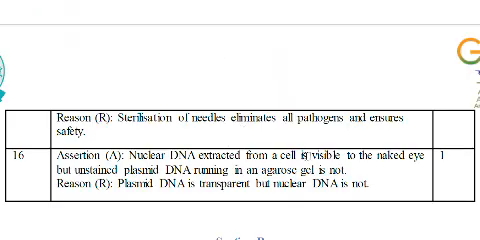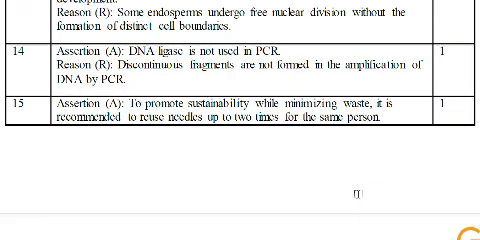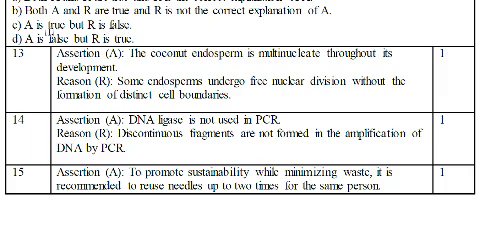Nuclear DNA extracted from a cell is visible to the naked eye, but unstained plasmid DNA running in an agarose gel is not. It is a true sentence. Reason: plasmid DNA is transparent, but nuclear DNA is not. No, that is not correct. So the option over here is A is true, but R is false.